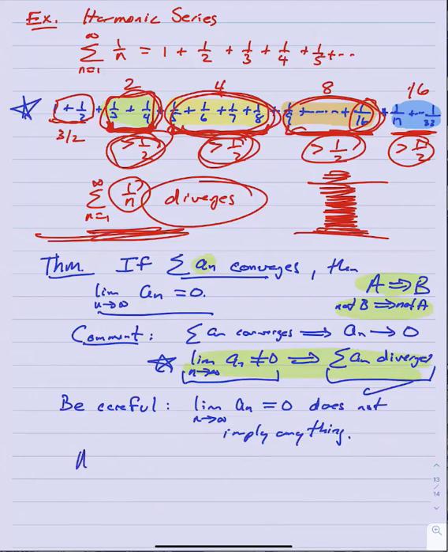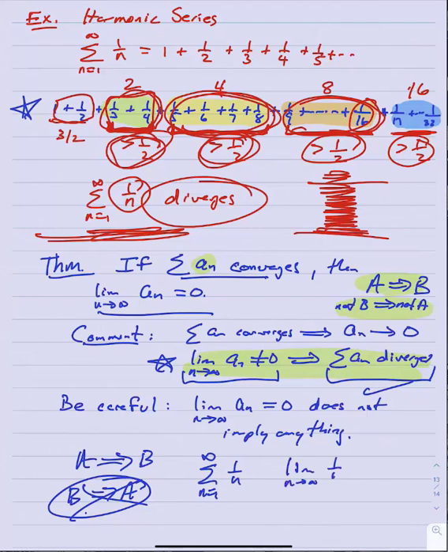Okay, what I don't get out of a statement like A implies B is a statement B implies A. I do not know that in general. And in this theorem, B implies A would be the statement if the limit is zero, the series converges. I know that's not true because what's the example we just talked about? The harmonic series, n equals 1 to infinity, 1 over n. The limit as n goes to infinity of 1 over n is definitely 0, but this series diverges. So the upshot here is knowing the limit of the general term is 0 doesn't tell me anything. But if I know the limit of the general term is not 0, I know the series is divergent.